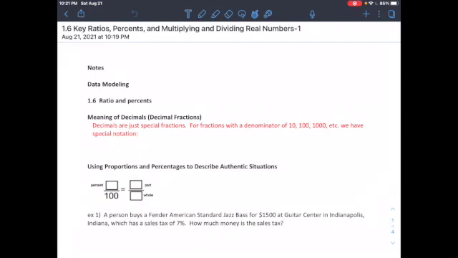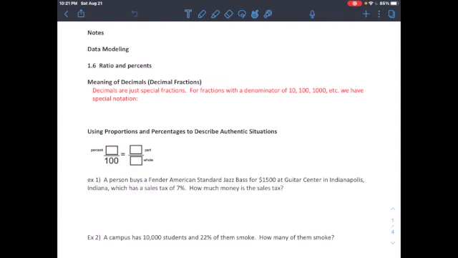Hi everyone, today we are going to talk about ratio and percents. To start off, the meaning of decimals or decimal fractions. Decimals are just special fractions, fractions with a denominator of 10, 100, 1000, and so on. We have special notation for them.